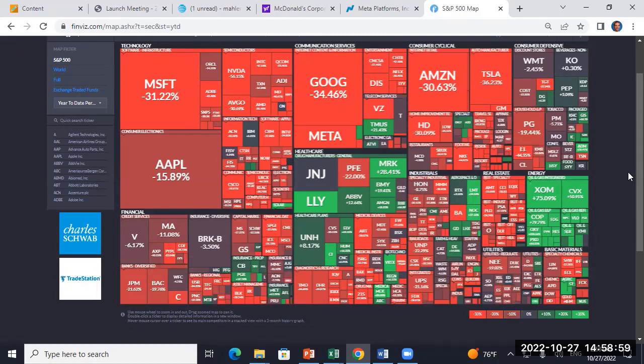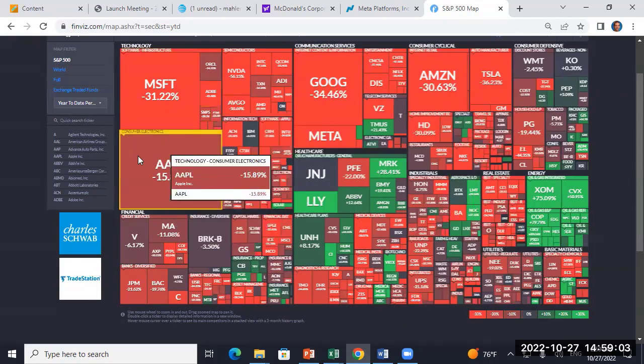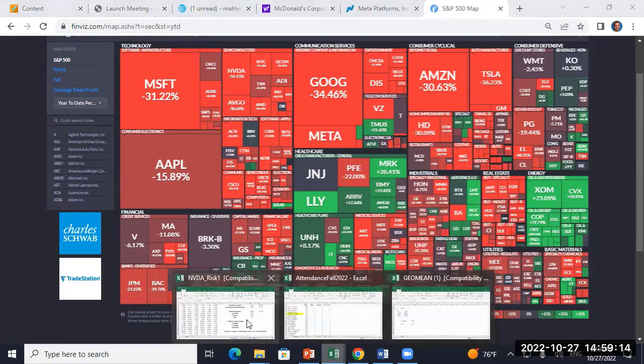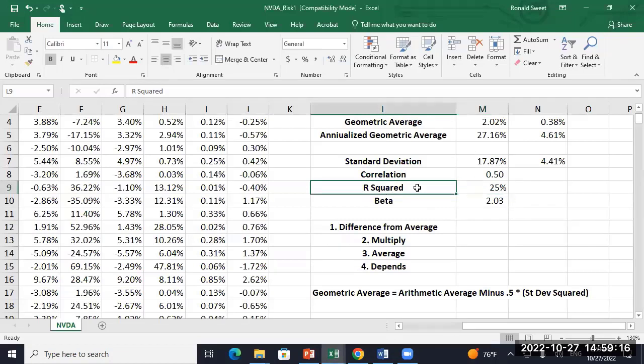But not everything's red, not everything's green. And even though a lot is red, the green ones, it's not like they're up 1 or 2%, they're up 75%. So you do get a lot of benefit from diversification in your portfolio. And so NVIDIA, if you put NVIDIA into your portfolio, your risk is 17%, and that's on a monthly basis.